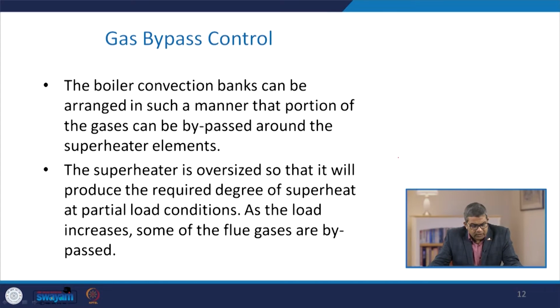Now, let us talk about the gas bypass control. The boiler convection banks can be arranged in such a manner that a portion of the gas can be bypassed around the superheater elements. So, the superheater is oversized so that it will produce the required degree of superheat at partial load conditions. Now, as the load increases, some of the flue gases are bypassed.